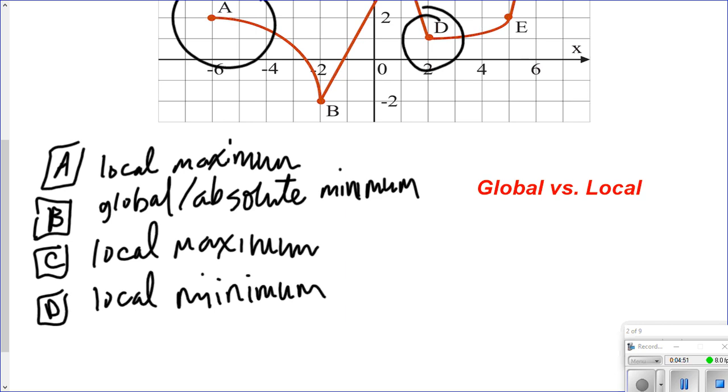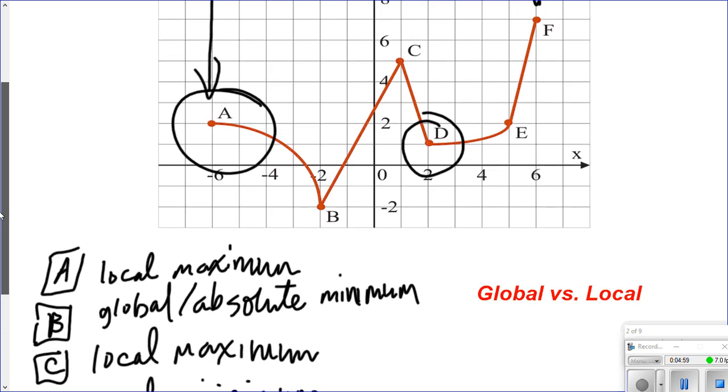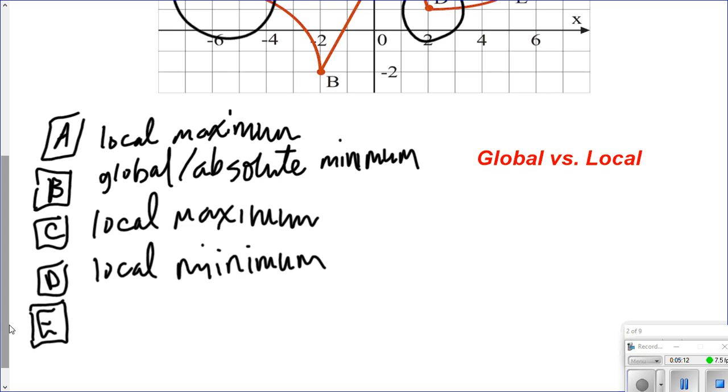Next up is point E. E, it's not much, really. I don't think it is. On the left-hand side of E, it's low. On the right-hand side of E, it's above E. And it looks like E is just a point on the function. Let's just call it a common point.